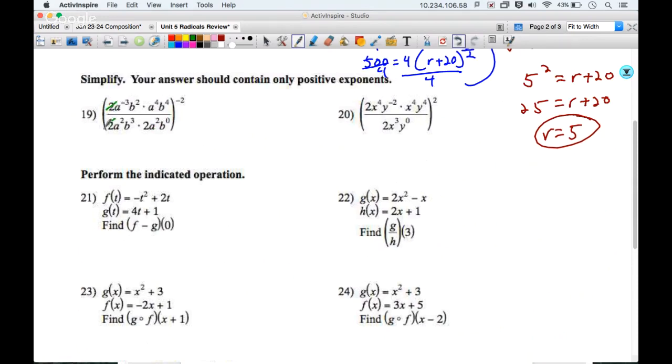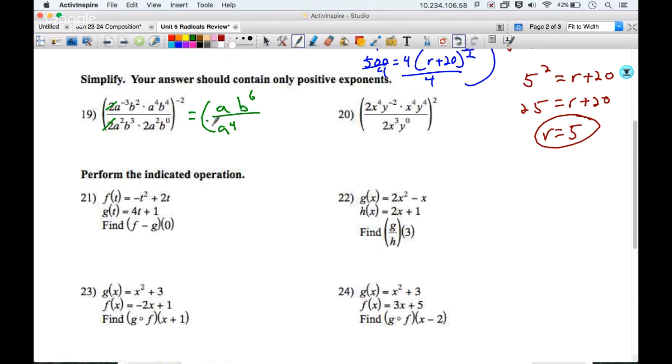I see I can cancel out a 2. Everything's being multiplied, so canceling is allowed. Any other canceling I want to do right off the bat? Nothing matches exactly, so I'm going to combine before I try to do any more canceling. Everything's being multiplied, so on the top, I'm going to add exponents when I multiply these a's. a to the negative 3rd times a to the 4th, I add those, I'm just going to get an a to the 1st, or just an a. b squared times b to the 6th becomes b to the 8th. a squared times a squared is going to become a to the 4th. And b to the 3rd.